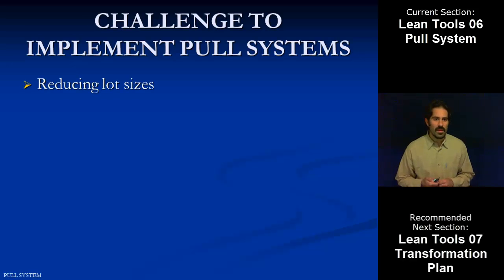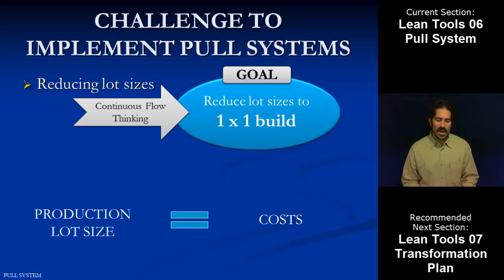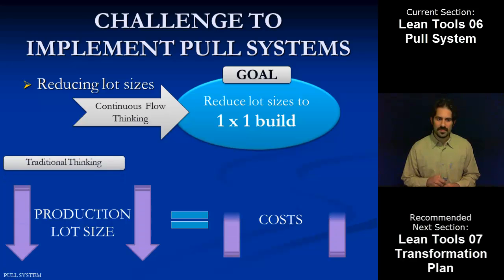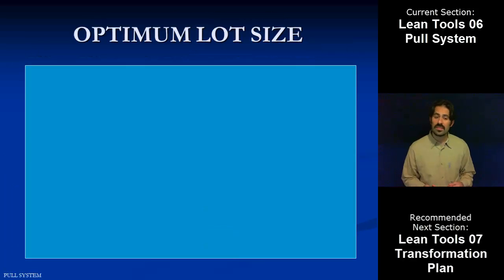And chances are we're going to make it a lot harder on ourselves to be successful than it should have been. And so the big challenge that comes out of this is reducing lot sizes, right? Getting away from that batch production mindset and trying to get to a true one-by-one build, right? That continuous flow thinking that we hit on before. The problem is with traditional thinking, and this is not entirely false, as our lot size goes down, as our batch size goes down, the cost goes up, right? That whole notion of economies of scale. And I mean, that's true.